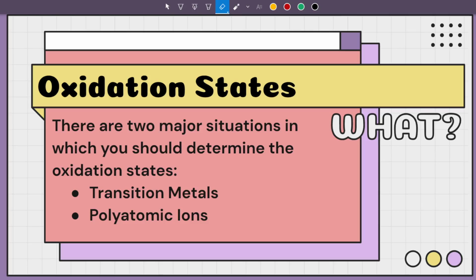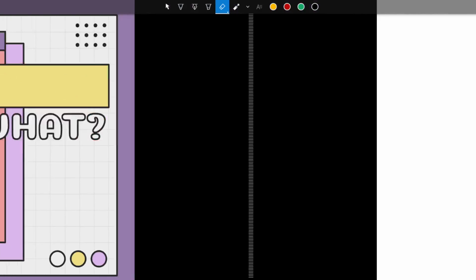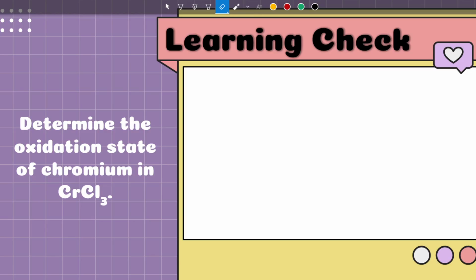There are two major situations in which you have to determine the oxidation states: your transition metals, which we've already been doing with reverse crisscross, and polyatomic ions. I'll show you another way to determine the oxidation state on a transition metal. These are questions you might see on the multiple choice questions of your exam. The first thing we're going to do is determine the oxidation state for chromium in CrCl3.